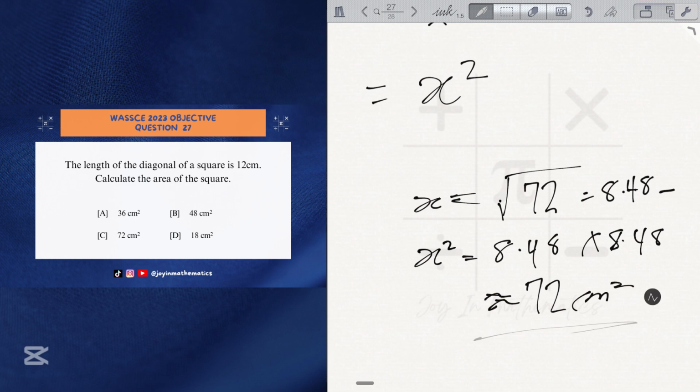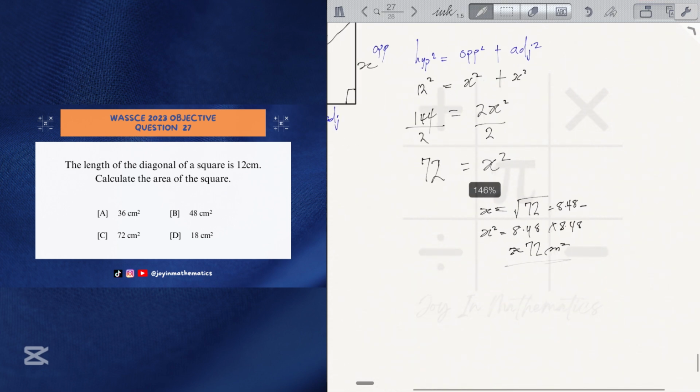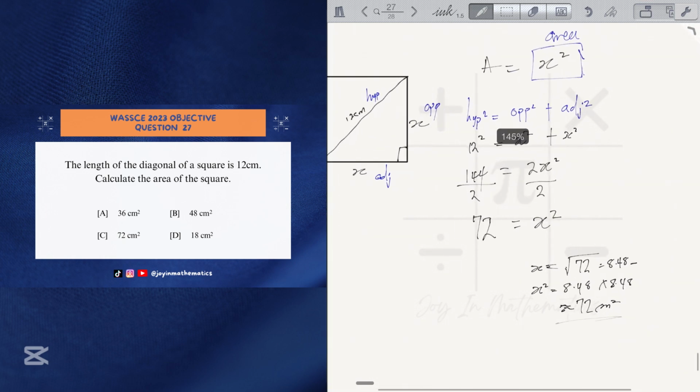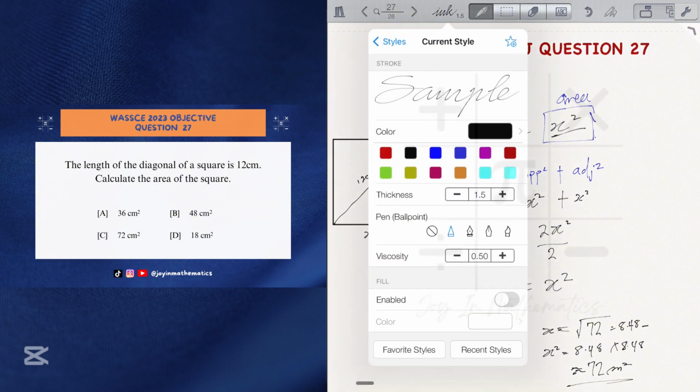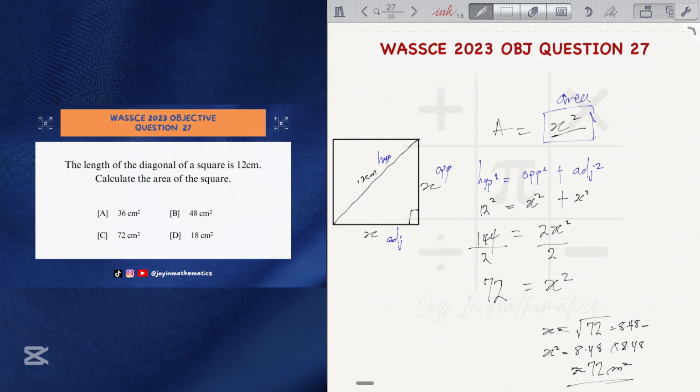So yes, we still don't need to find the value of x because we understand that the area we're looking for is represented by x squared. So therefore, the answer is 72 centimeters squared, which is equivalent to option C. So we can see how we can get the area of a square from the diagonal of the square.